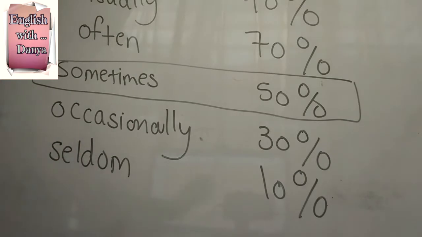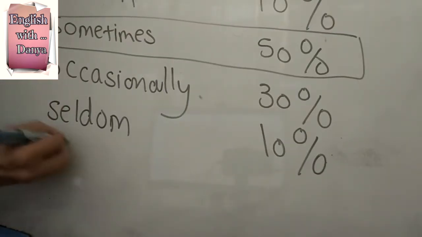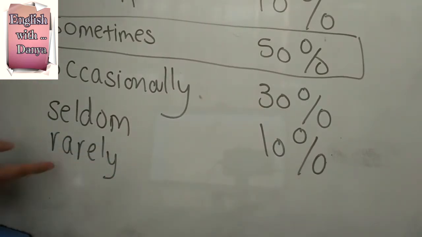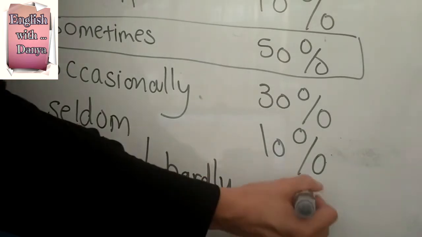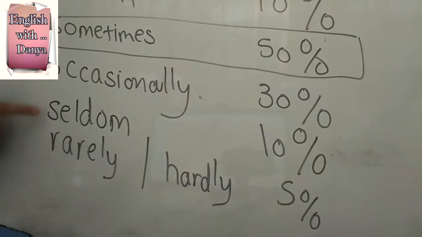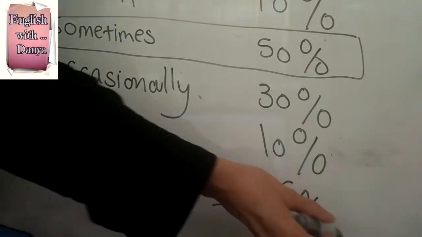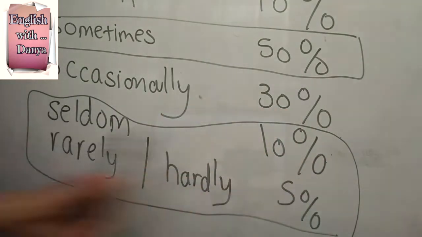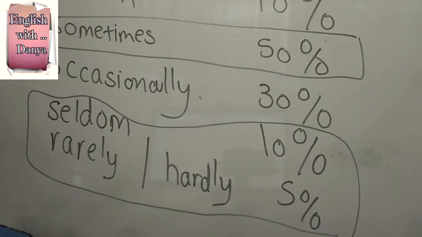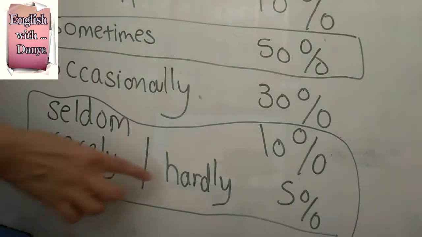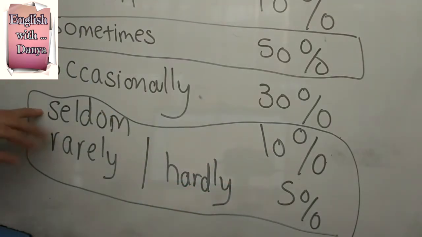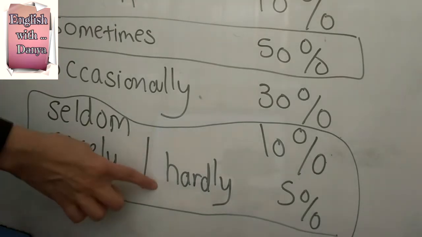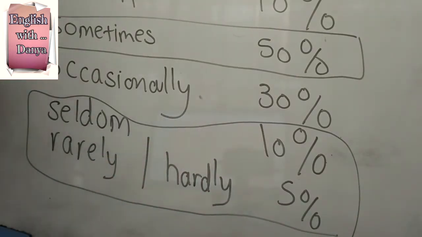And then we have the other ones. We have rarely, and also we have hardly. So these two are like 5%. Rarely and hardly, like seldom, don't happen all the time. When we say rarely or hardly, it's like almost never, because you see the percentage, it's 5%. That means it's almost zero. Seldom is still a bit more, but if I use rarely or hardly, it's only 5%. And the last one is never.